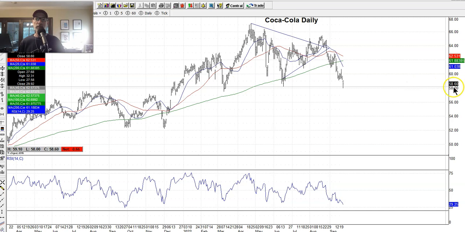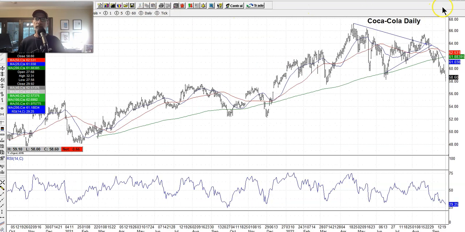It's been holding $58 going back to last December. If it falls through that, then you have this area to look at. Low 50s. So, all right, that's it.